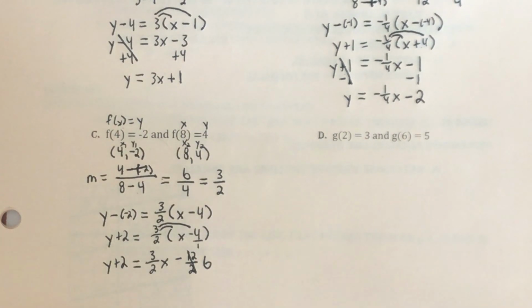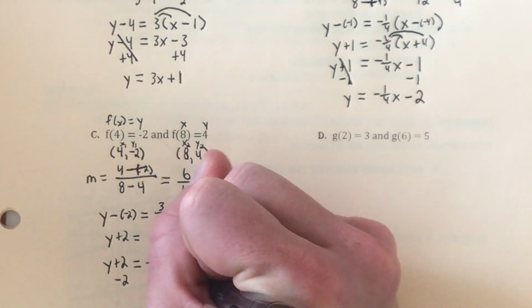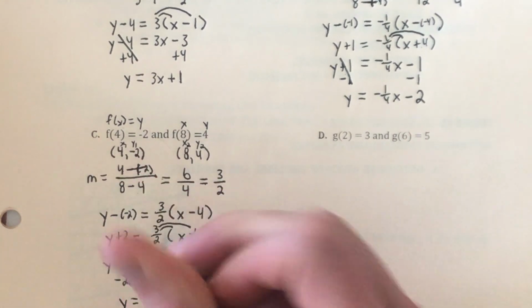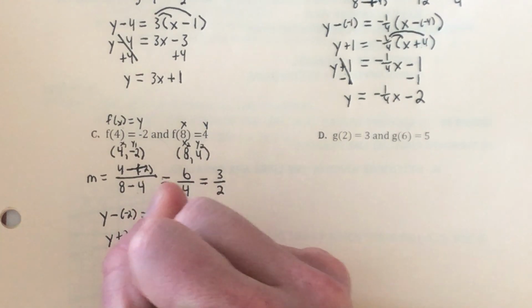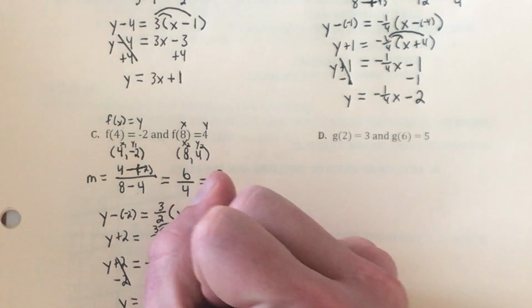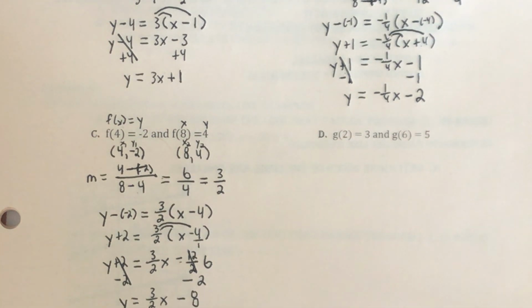Well, last thing I want to do is I need to get the y by itself. So I'm going to subtract 2 and subtract 2. So I'm left with y equals 3/2 x, -6 minus 2 is -8. So all the way down to slope-intercept form, I've got y equals 3/2 x minus 8.